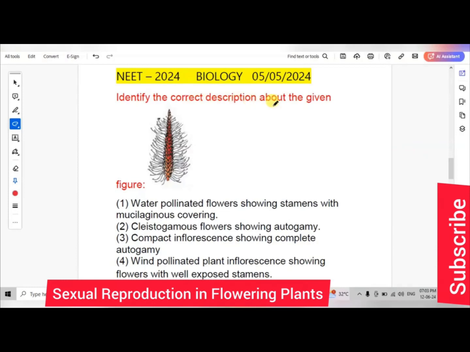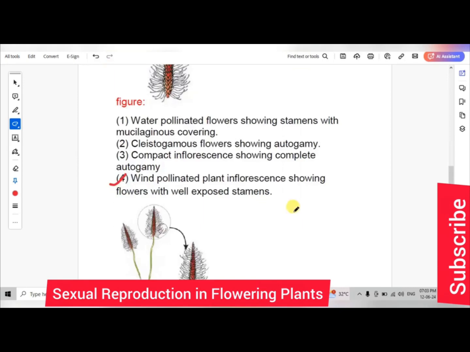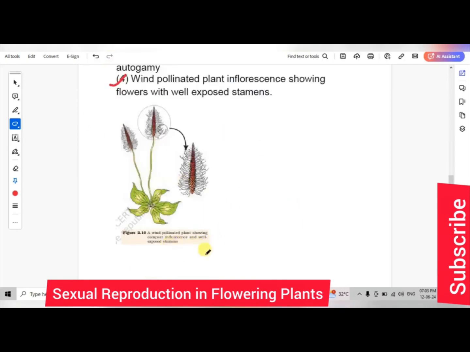Biology NEET 2024. Identify the correct description about the given figure, and it is option 4, wind pollinated plant inflorescence showing the flowers with well exposed stamens. You can see NCERT diagram here and description.